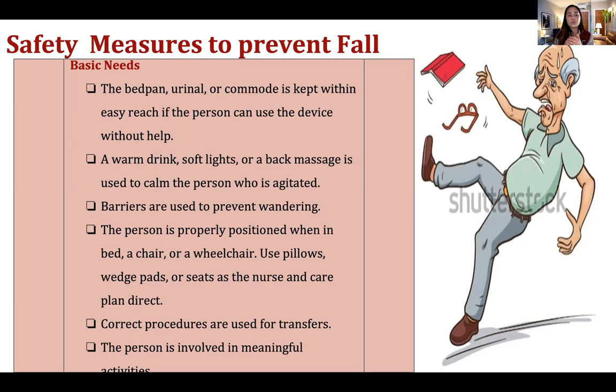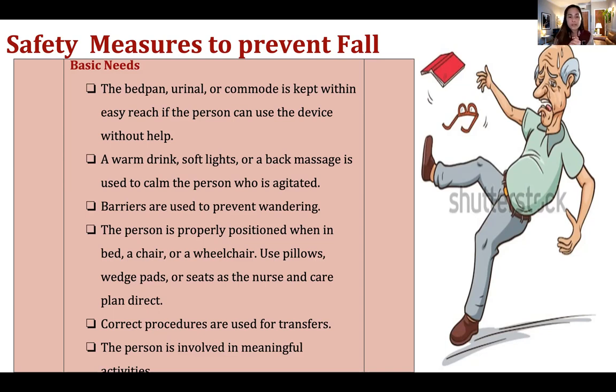Barriers are used to prevent wandering. What are those barriers? Barriers are also called restraints, okay? For those patients who have severe confusion and agitation, they are restraining the patient. They are putting ties on the hands or on the feet. They can also be put on chemical restraint, like they are giving medicine to make the patient calm.